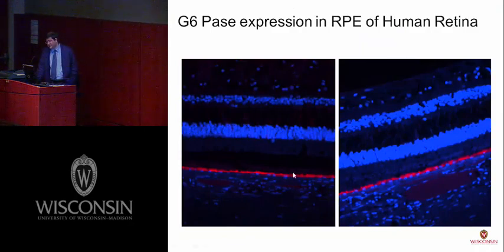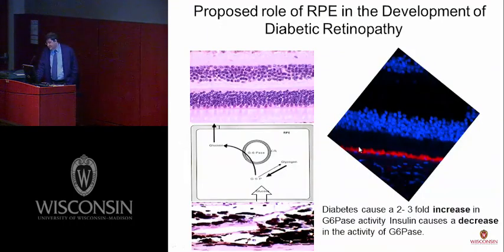And this is a retinal tissue of the human, and we also used immunofluorescence against this enzyme, and as you see here, the red area is positive for glucose-6-phosphatase activity, and it is highly concentrated at the RPE level. This slide is very important for our hypothesis.